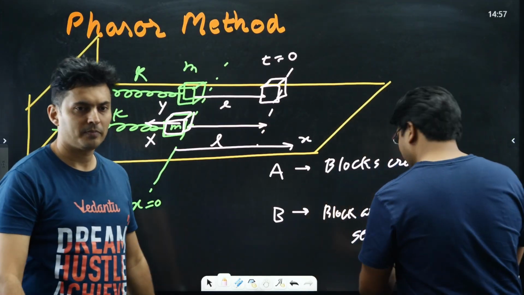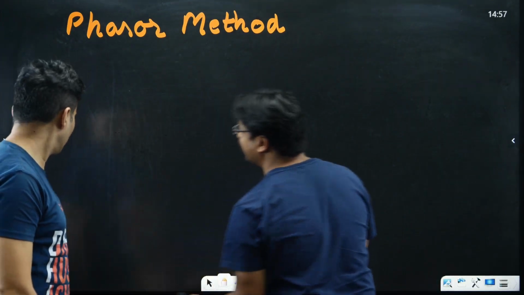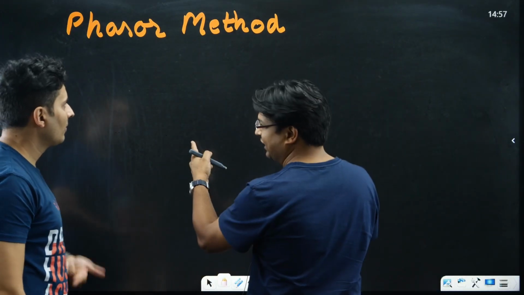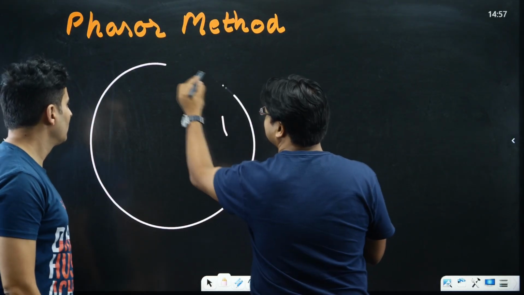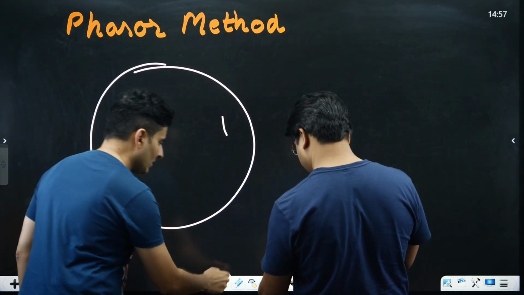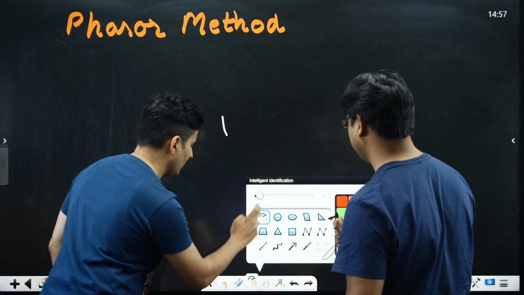Perfect. All right. So if we have to represent the motion of X, we'll draw a circle. We have a beautiful circle, sir. I think we'll get it over here.